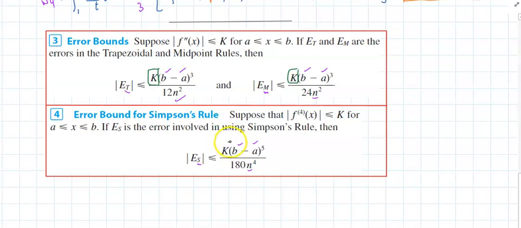Now the K for using the midpoint and the trapezoid, K is the biggest the second derivative could ever be. So it's the maximum of f double prime. And Simpson is a bit tougher. It is the maximum the fourth derivative could ever be. Now this is going to be a bit tricky.